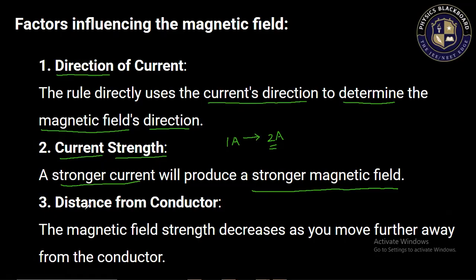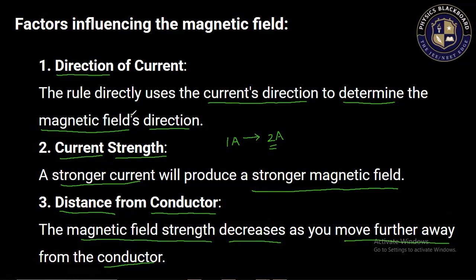Okay. And the next factor that influences the magnetic field strength is distance from the conductor. As we discussed just now, if you move away from the wire, the field strength decreases. If you are closer to the current carrying conductor, magnetic field strength will be more. So the magnetic field strength decreases as we move further away from the conductor.